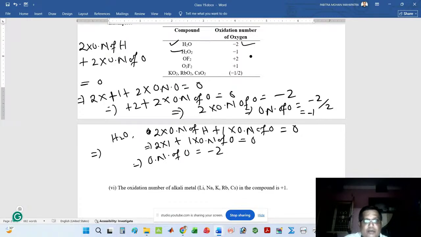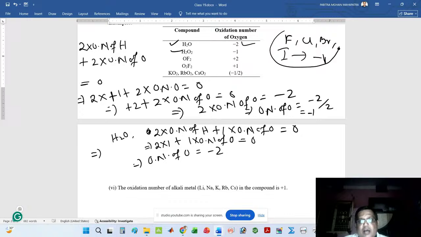If you think about the OF2 molecule, fluorine always shows the minus 1 oxidation. All the halogen elements, means fluorine, chlorine, bromine, iodine, they must show the oxidation number that is your minus 1. All these are said to be halogen elements. In the periodic table, it is said to be the halogen group. For the halogen group, the oxidation number must be minus 1. It can vary, but the general oxidation number of halogen elements is your minus 1.